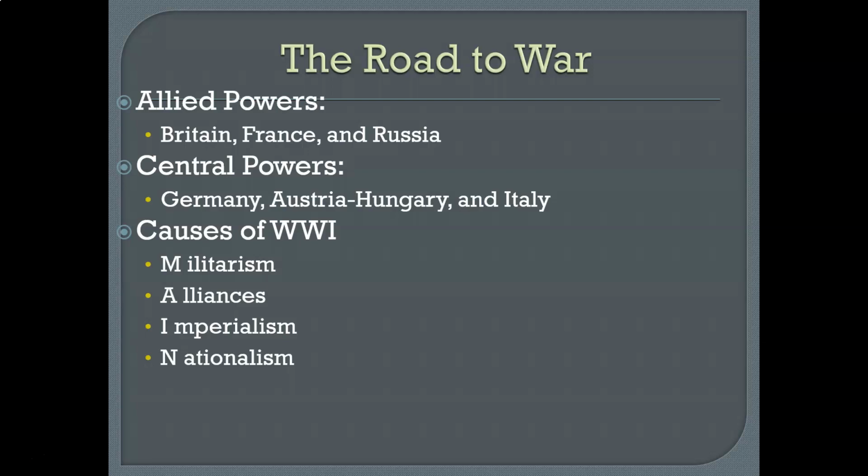And then finally, nationalism was also a new and powerful source of tension in Europe, which was tied to militarism, all right, and this idea that you support your nation, have this sense of nationalism that is surrounded by the rise of your military.